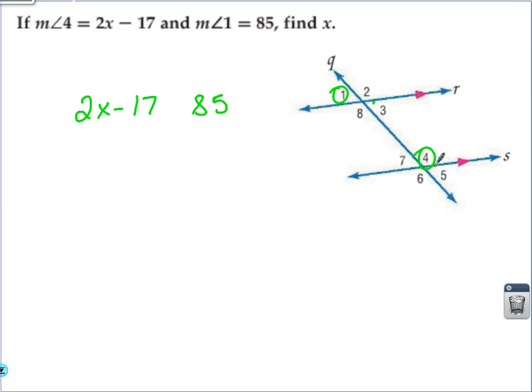Does everybody follow that? Well, if 3 and 4 are supplementary, and 1 and 3 are the same, does that not mean that 1 and 4 would have to be supplementary? So do I put an equal here? What do I put here? Plus equals 180. When you add the two angles together, you will get 180.